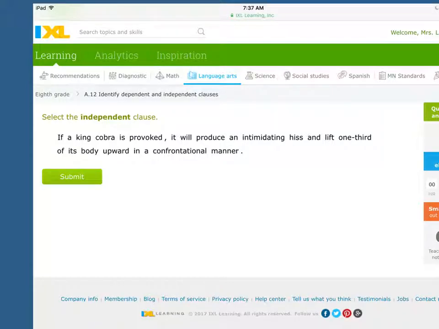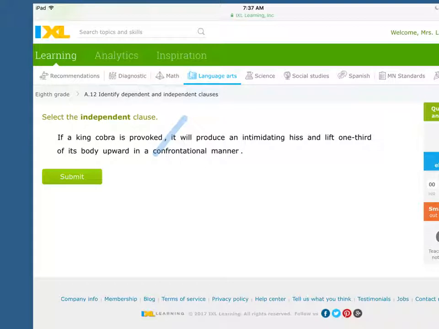If a king cobra is provoked, it will produce an intimidating hiss and lift 1/3 of its body upward in confrontational manner. It splits here. This one's a nice and simple one because I didn't try and throw in little phrases to confuse us or other kinds of commas, but just watch for that. Watch for what are the two thoughts in the sentence. And it's nice in this IXL, they only ever give you 2 thoughts. This could happen with a dozen. They're being nice to us today.